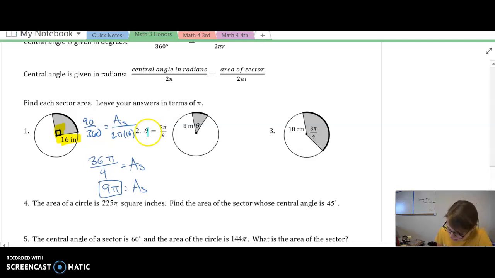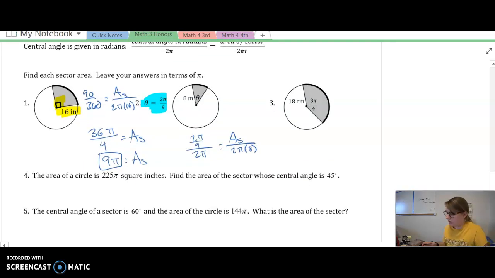This time we're given our sector area, and we are given our radius. So we're given the central angle. It's just off to the side. So we have our central angle as 2 pi over 9. It's going to be over 2 pi. And that's going to equal our sector area over our 2 pi times the radius, which is 8.